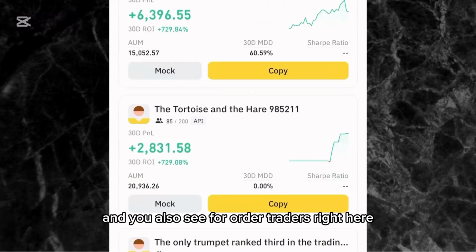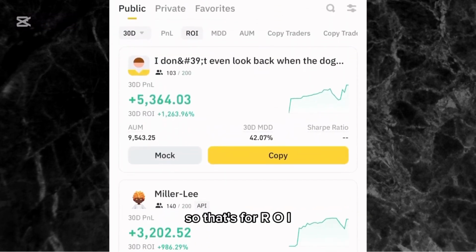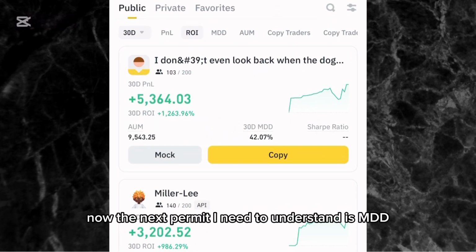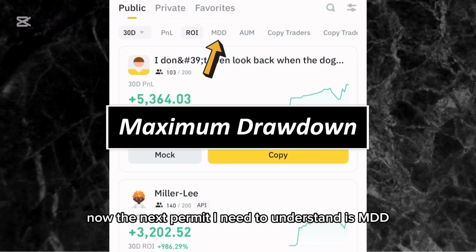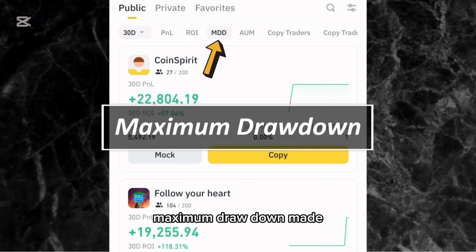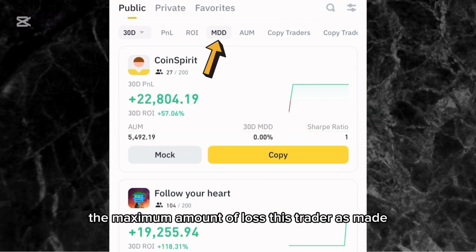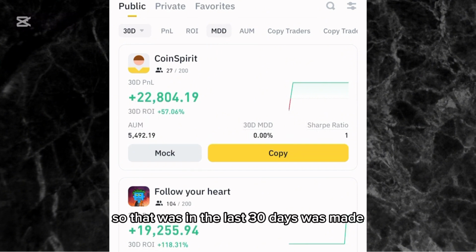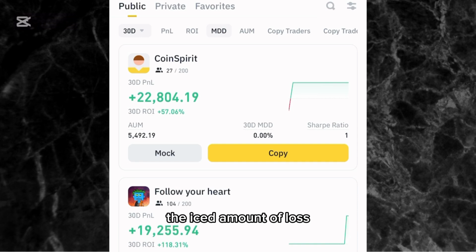And you also see other traders right here. So that's for ROI. Now, the next parameter you need to understand is MDD, which is the maximum drawdown. Maximum drawdown means the maximum amount of loss this trader has made. So that means in the last 30 days, who has made the maximum loss or the highest amount of loss. I hope you understand that.